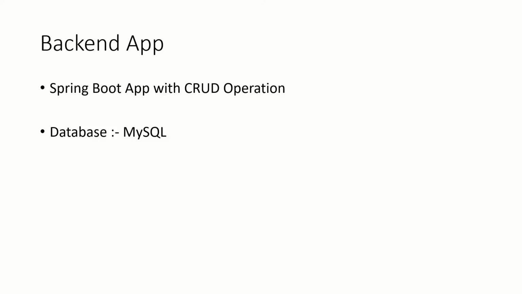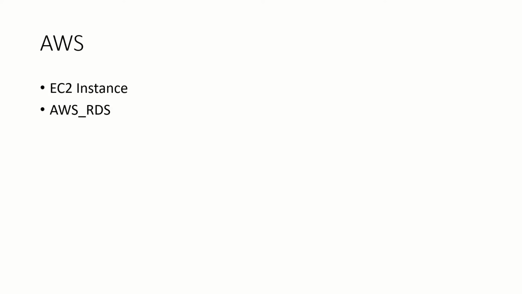So that application has one Spring Boot application, and apart from that, it also needs a database connectivity, which is the MySQL database we are using there. So we'll move the database as well as this Spring Boot application to the AWS. For that, for the database we require AWS RDS, and for the Spring Boot application we require an EC2 instance. So these are the two resources we are going to create on the AWS to deploy our backend application.